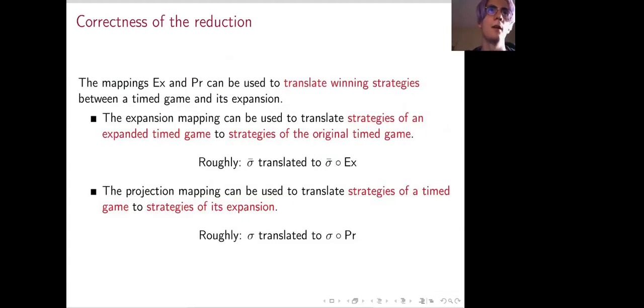We can also use the two mappings, expansion and projection, to translate winning strategies between a timed game and its expansion. The expansion mapping can be used to derive from strategies of the expanded game a strategy of the base game by composing the strategy of the expanded game with the expansion mapping and replacing any actions beta by simply standby actions. And for the projection mapping, we have a similar construction where we compose it with a strategy, and in this case we must take care of reinforced invariants that require visits to bad locations.